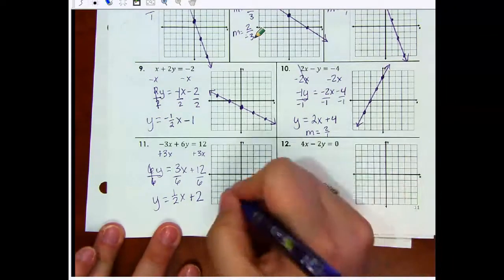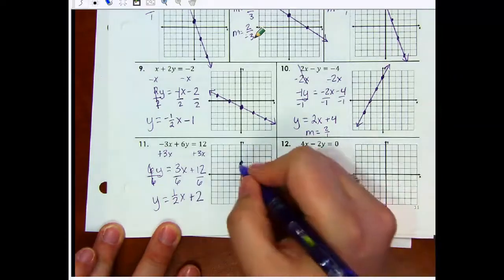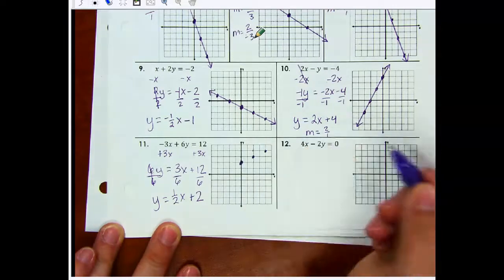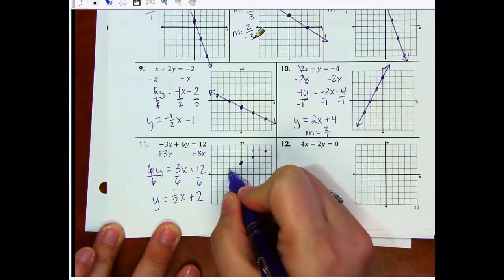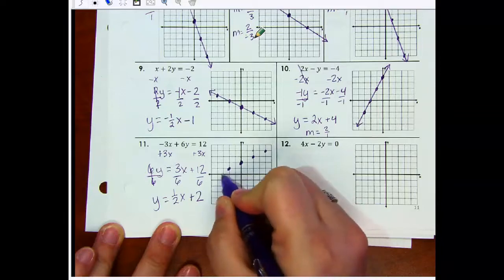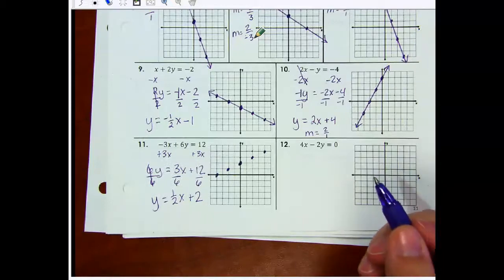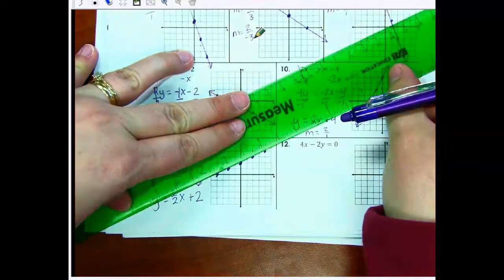And so then for this one, we're going to start at 2 on the y-axis, and then we can go up 1 over 2, up 1 over 2. And if you want a few more points, you just do the opposite of that, which is down 1, left 2. Down 1, left 2. Okay. Usually after you get 4 or 5 points on there, you've got plenty to make a good straight line.